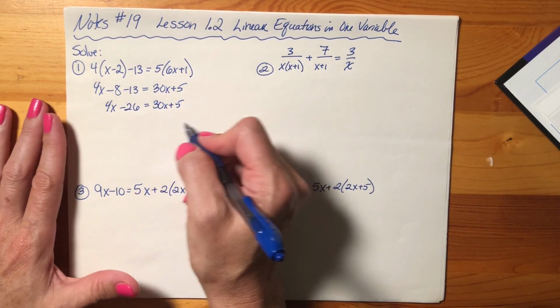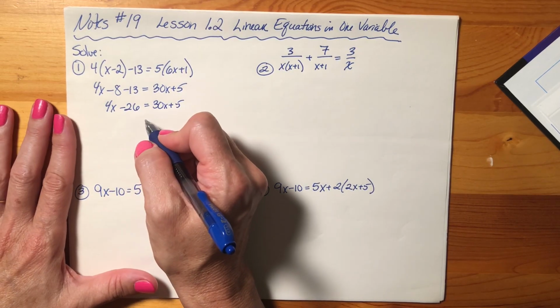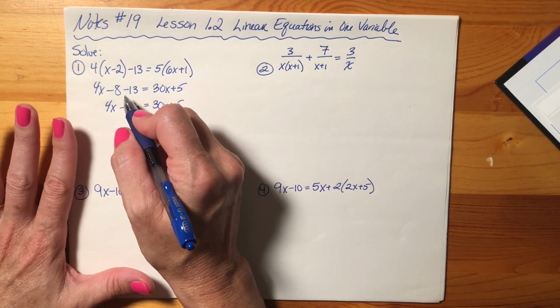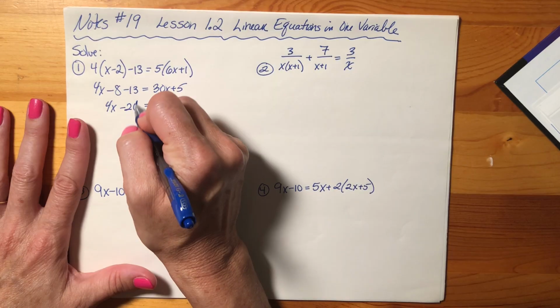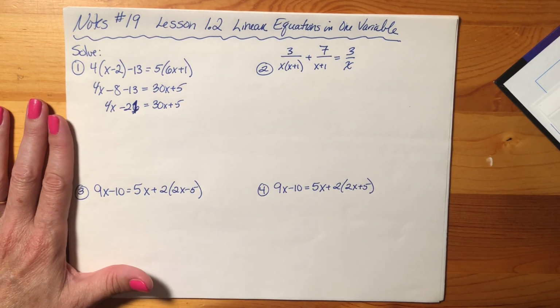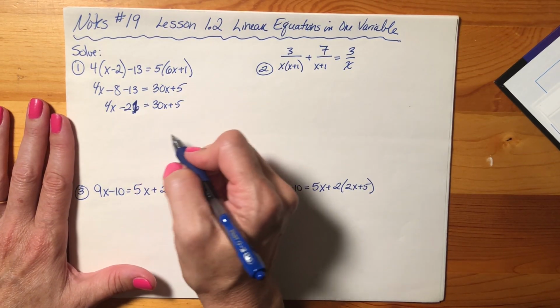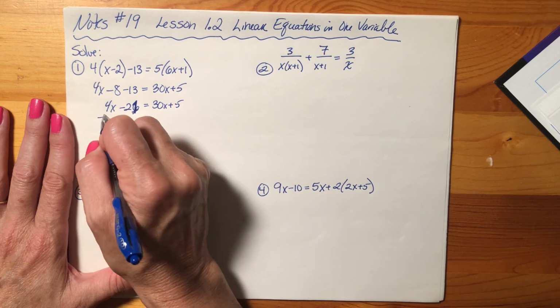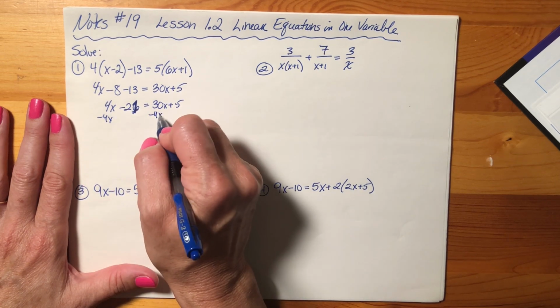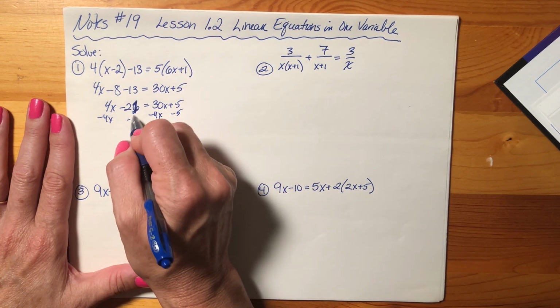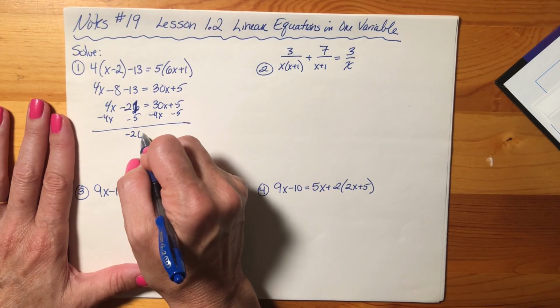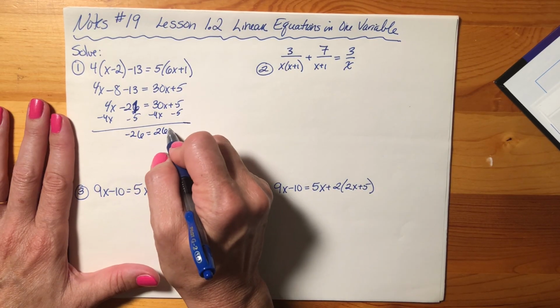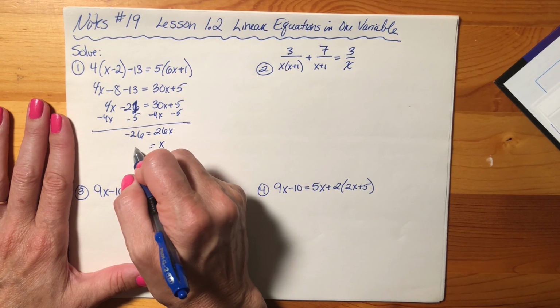So anyway, I would move this, I did that wrong, 18, 19, 20, 21, that would be 21. Gosh, good thing I'm not a math teacher or anything. And then I'm jumping the gun here on the 26. So I'd bring the 4 over, subtract 4x from both sides. I'd subtract the 5 from both sides. And so I'd have negative 26 is equal to 26x, and therefore x is equal to negative 1.